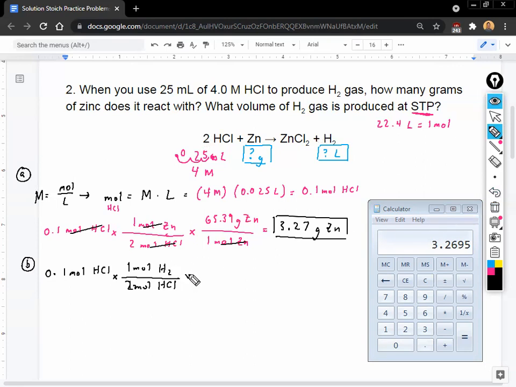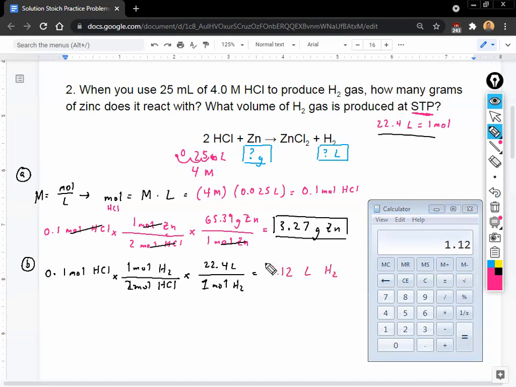All right, and then from there, we can just use our conversion factor right here. Since H2 gas is at STP, we're going to turn it into 1 mole of H2 gas is equal to 22.4 liters because it's at STP. And so we just plug it into the calculator. So we got 0.1 divided by 2 times 22.4. And that means we will produce 1.12 liters of H2 gas.